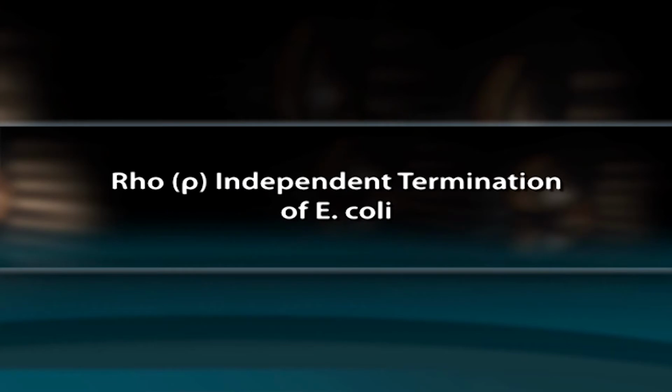Rho independent termination of E. coli. Rho factor is a protein of molecular weight 55,000 Daltons and was isolated from E. coli. It causes termination of most mRNA molecules in vitro at relatively low ionic strength, but is not needed for termination of some of the mRNAs.